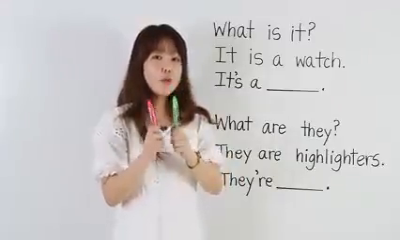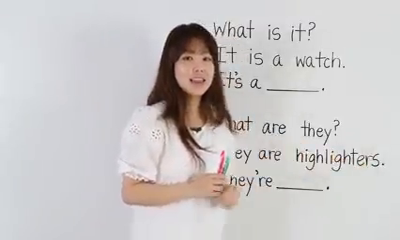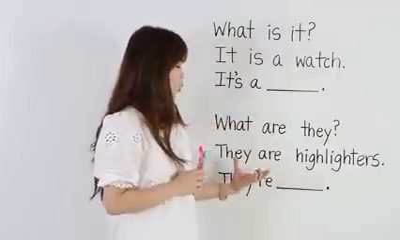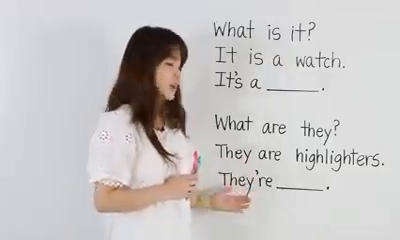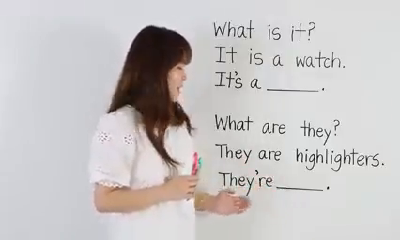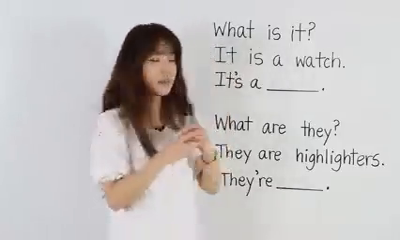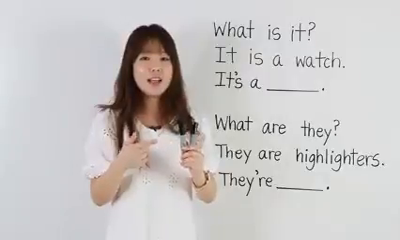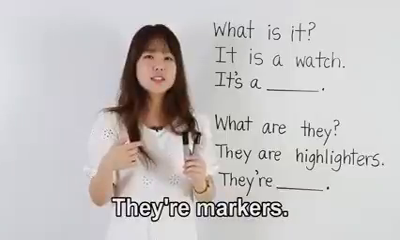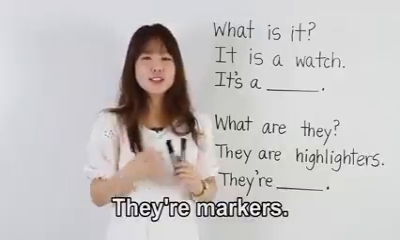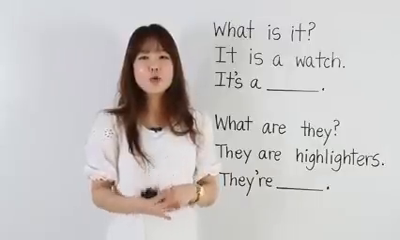We have more than one, so we have to say are, and we have to put an S at the end. Again, we can use a contraction for they are, they're. They're highlighters. What are they? They're markers.